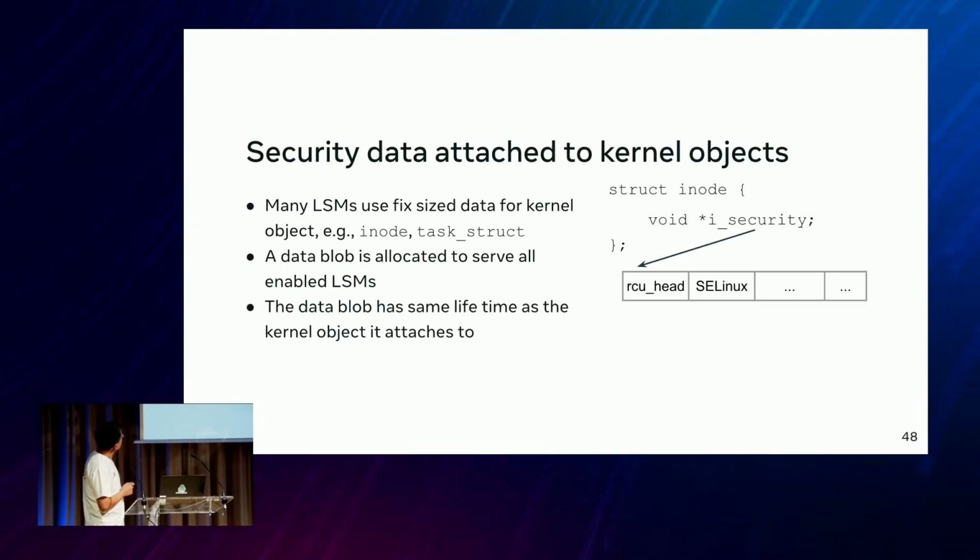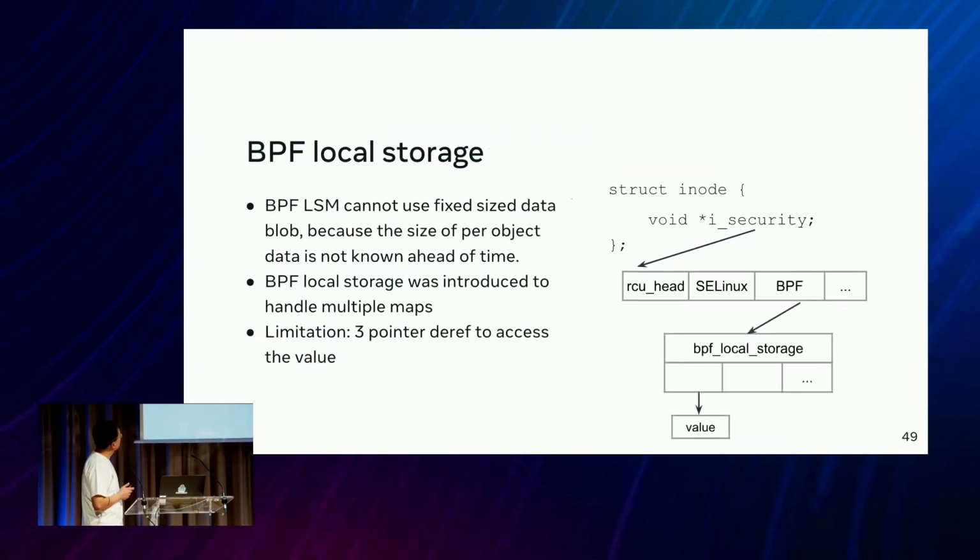So the security data: usually the LSM wants to attach some data to each kernel object, like the inode or a task. This is implemented as a big data block allocated for each LSM. This could be SELinux, maybe there's another one later. These are fixed size. The benefit of this approach is that these data blobs have the same lifetime as the inode. They're allocated together and freed together.